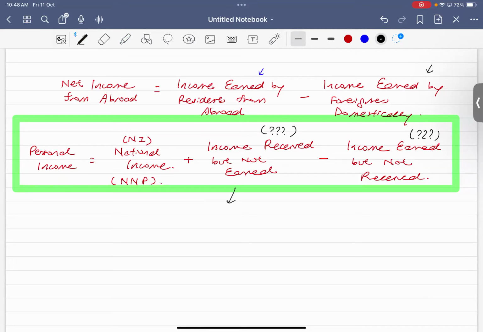Can you think of an example? Think of yourself as a business provider, a service provider. You receive the money first, but you haven't provided your service. Like what?